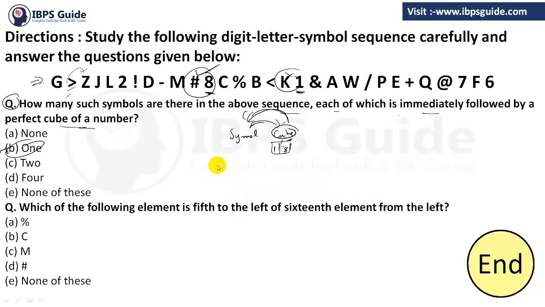Now this type of question is basically a part of ranking. If you have solved the ranking questions, then you can easily solve this one. See how they are saying which of the following element is fifth to the left. So we have to find out the fifth to the left of the 16th element from the left hand. So first of all, you have to go from the left hand to the 16th element, and then from this 16th element you have to come to the 5th element.